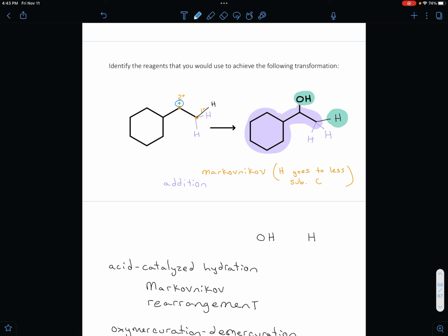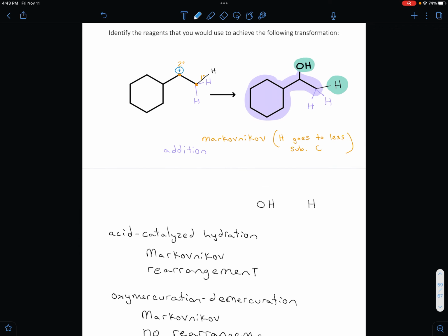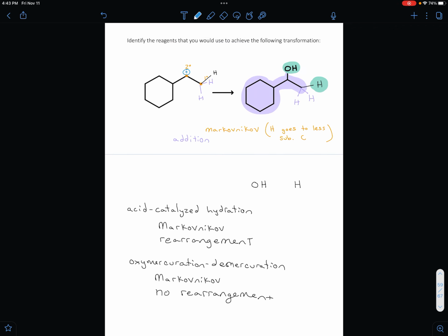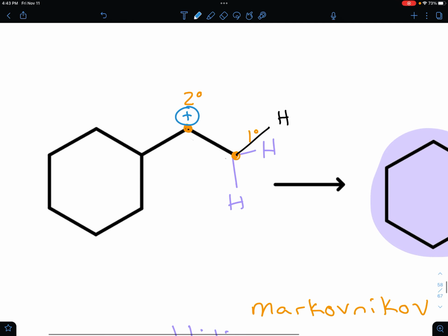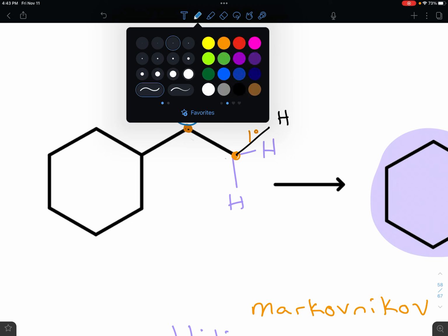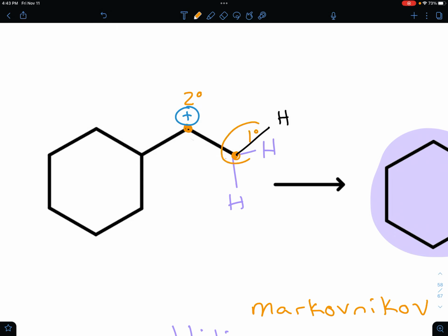Now, if you form a carbocation there, will it rearrange? This is the big question. If it will rearrange, or if we want it to rearrange, then we would do acid-catalyzed hydration. If we don't want it to rearrange, then we would do oxymercuration-demercuration. So first of all, could that carbocation rearrange? Well, it's not going to rearrange to the right. That would be a less stable position for the carbocation to be on.